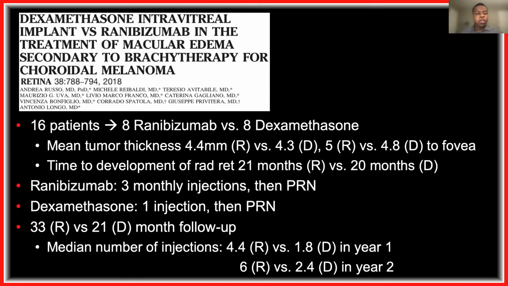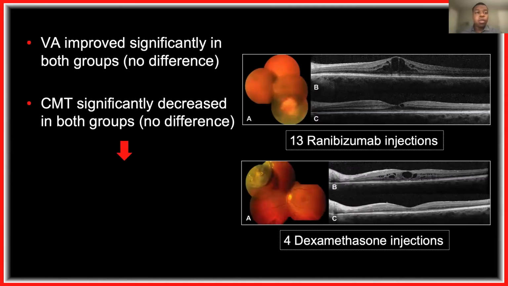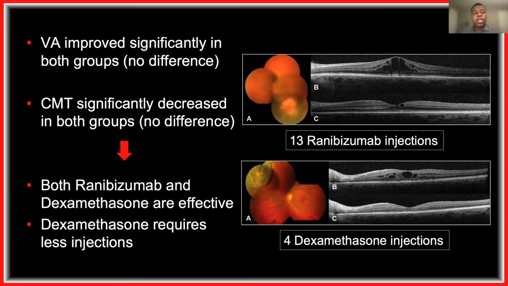And so there was a little bit of a longer follow-up for those that were treated with ranibizumab, but you can see that the number of injections of patients with ranibizumab was a little bit more in both year 1 and year 2. Well, in terms of the outcome, the visual acuity improved in both groups, and there was no difference between the two. The central macular thickness decreased in both groups. Again, no difference between the two. And so they seem to be equally effective, with dexamethasone requiring less injections.